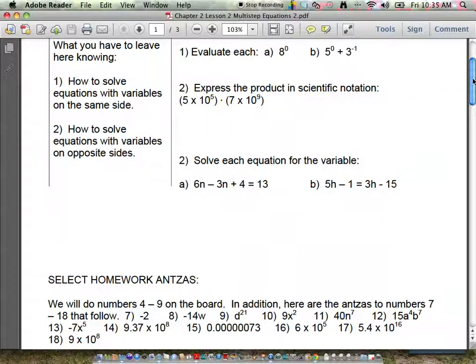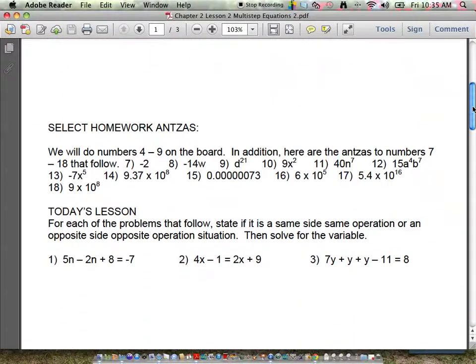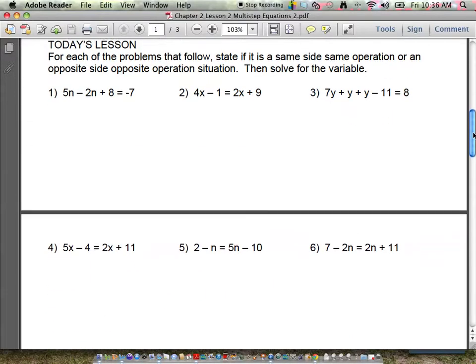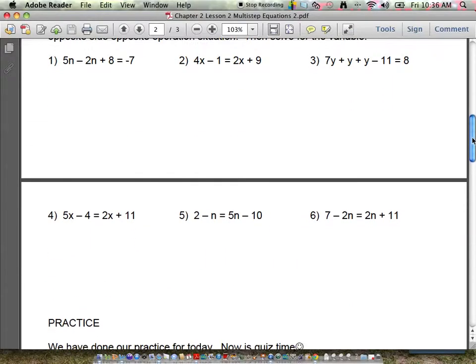Okay, so let's go to these questions. All right, so the purpose of today is just to review what we worked on yesterday. So we're going to focus on whether it's same side or opposite side and go through the same exact work. Take a look at the first one. Is that a same side situation or is that an opposite side situation? Everybody. So therefore we do the? Same side? Same operation.